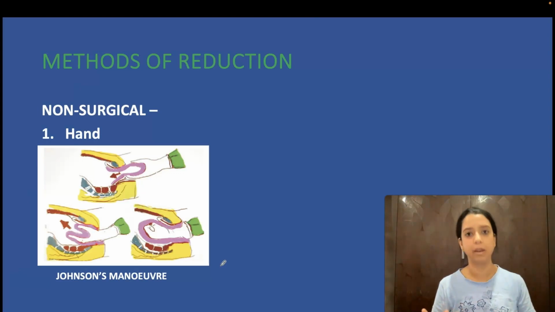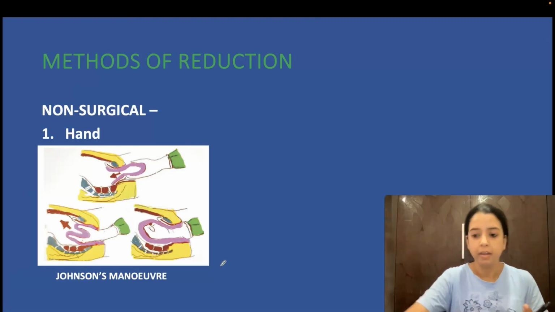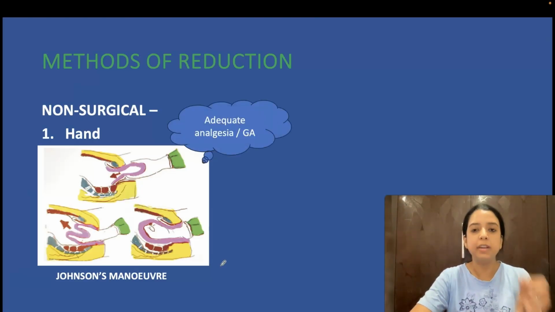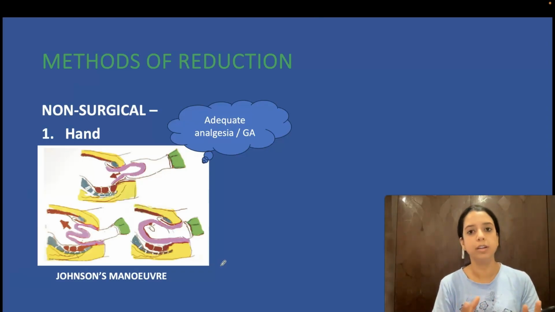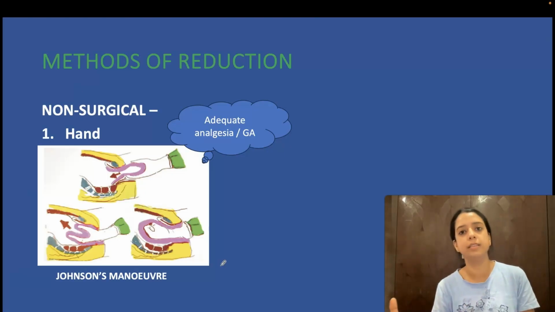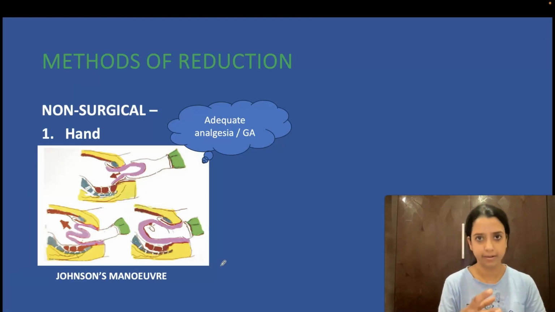This is called Johnson's maneuver. Very easy to do. So what will you do? The patient will need good analgesia, good anesthesia. Either try doing it without general anesthesia. If not successful, give general anesthesia in the OT and then try it.